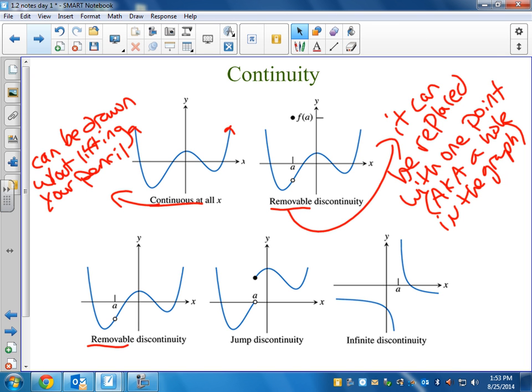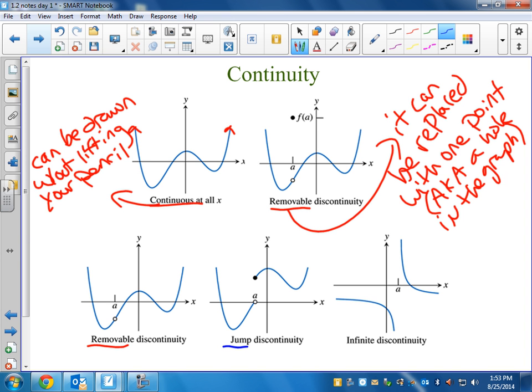One dot, a hole in the graph is removable. A jump discontinuity, I don't even think we need to write down what that is. You could say gap if you want. There's a gap in the graph, but it means your graph jumps, right? Like your graph goes to a point, and then it jumps to another point on the graph, so a jump discontinuity. That's also a piecewise function.